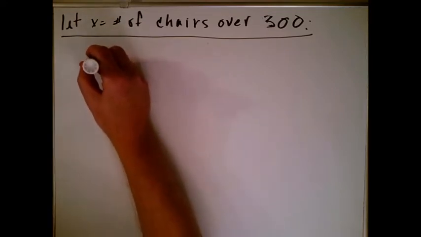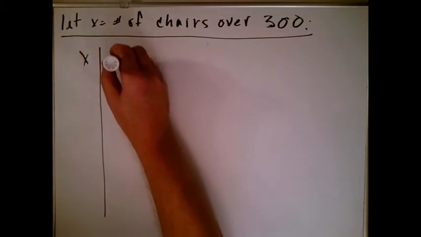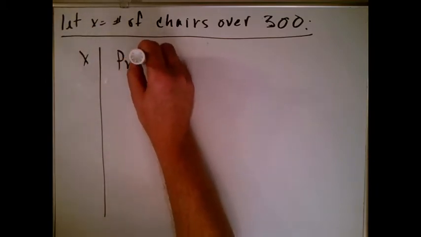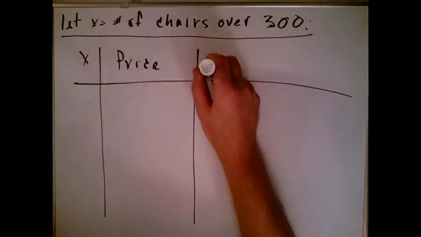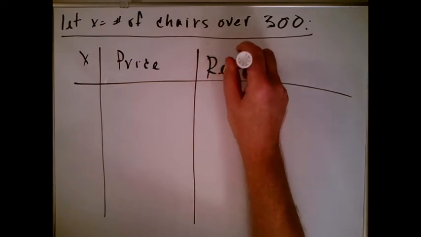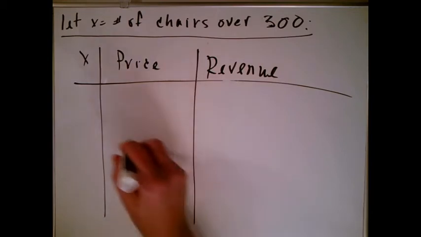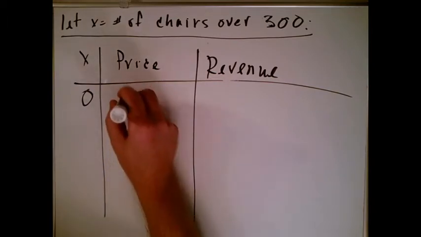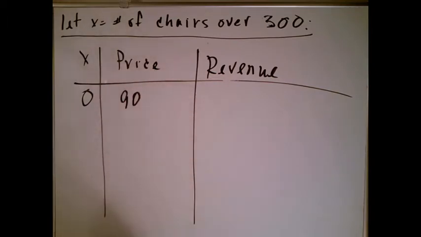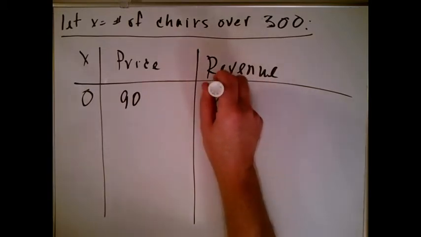What I'm going to do is just start making a column, and this is going to be price per chair. And then I want a bigger one that says revenue. Now, once we get a formula, we won't need the table anymore, but here we go, right? If we get 0 chairs over 300, well, the number of chairs is 300, and we're told that the price per chair is $90, and so the revenue is just going to be 90 times 300.